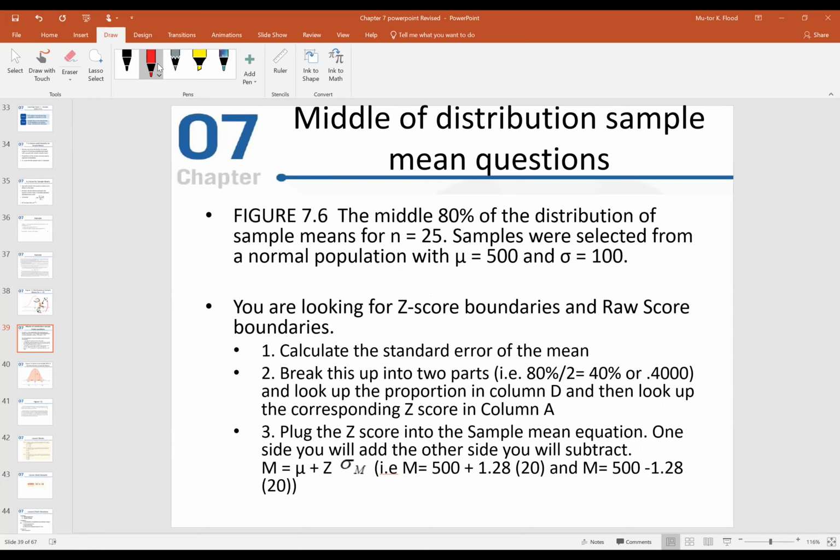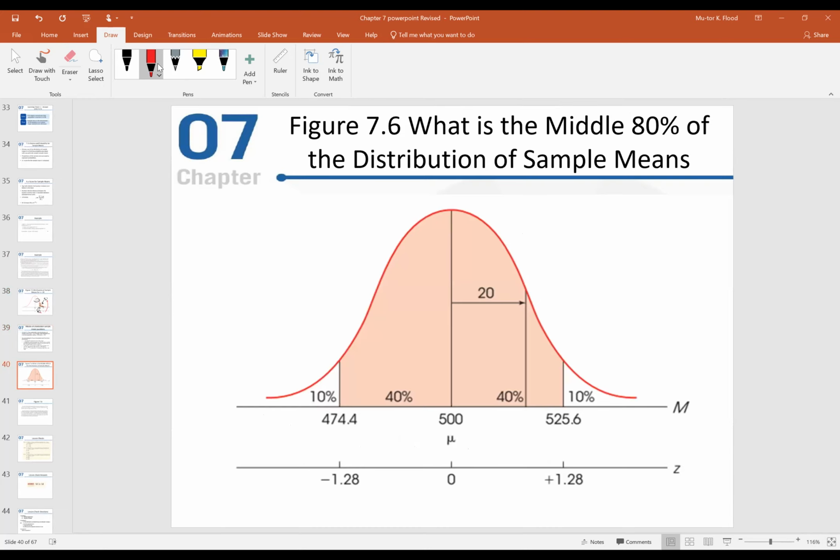So the middle of the distribution of sample mean questions, right? Just like we talked about the middle questions with the term middle in it last week, we can talk about that with the distribution of sample means. Let me show you what the setup for this question looks like. This is the next slide.